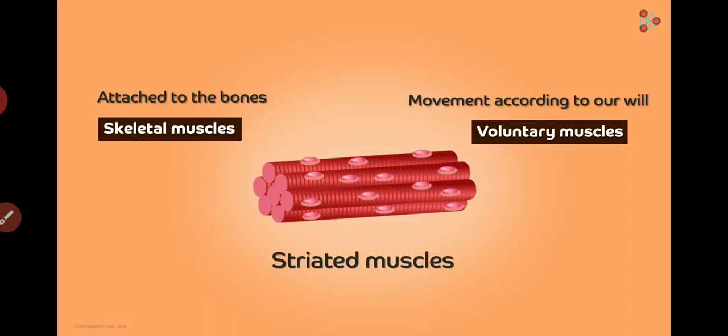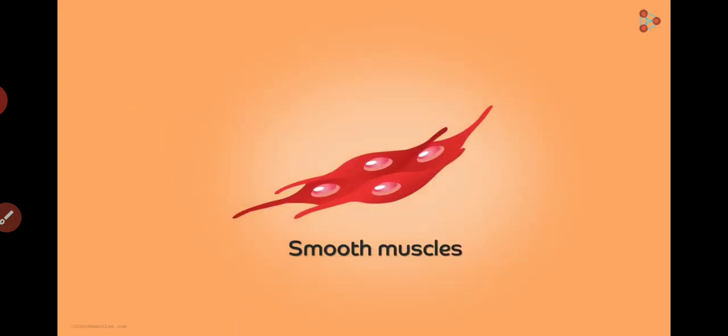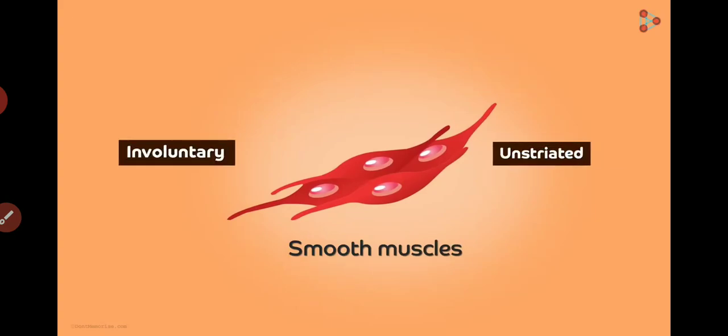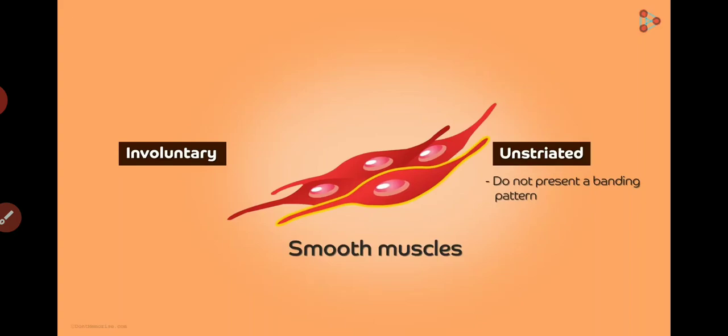On similar lines, we have the next type, that is the smooth muscles. These are also called unstriated and involuntary. Now we can guess their structure and nature from the names itself. Smooth or unstriated because they do not present a banding pattern like the striated ones when stained and observed under a microscope. Instead, they have long spindle-shaped uninucleate cells. And why involuntary? Yes, because their activities are not under our control.